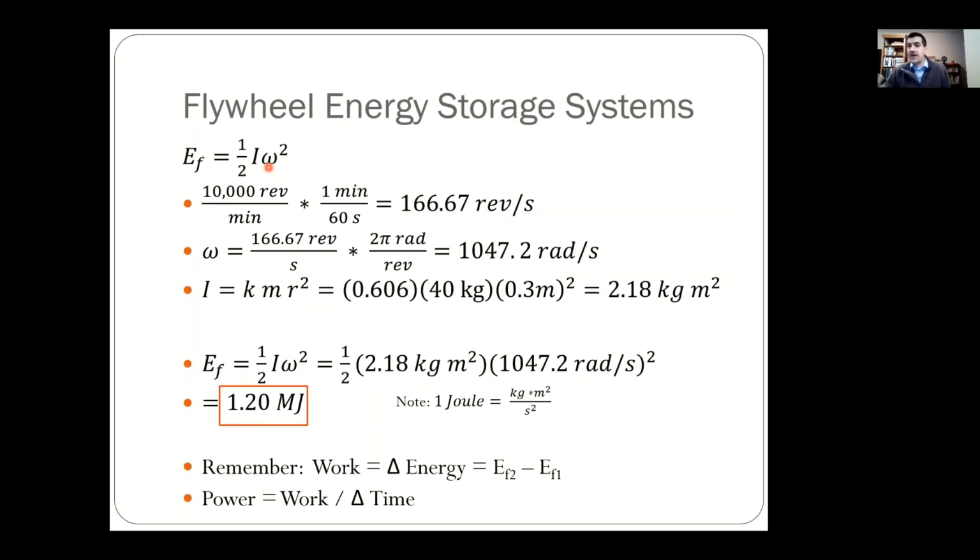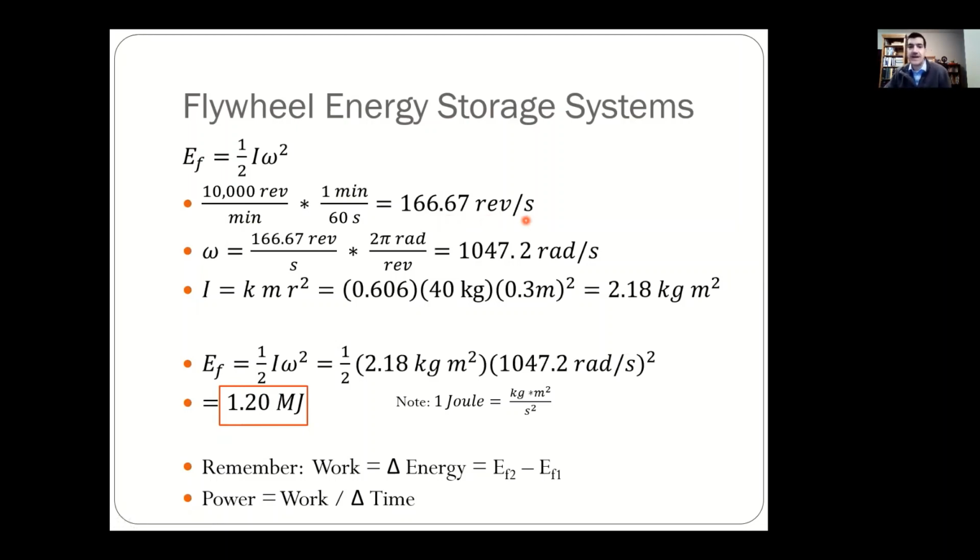So we need to find out what the angular velocity is. Remember, angular velocity needs to be in radians per second. And we were given the angular velocity in revolutions per minute, RPM. So we've got 10,000 revolutions per minute. We have to convert into seconds. We can do that first. So we convert into revolutions per second by taking it times 1 minute per 60 seconds. So minutes cancel out here and here, and we're left with 166.67 revolutions per second.